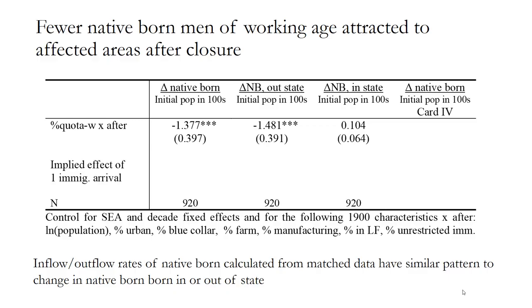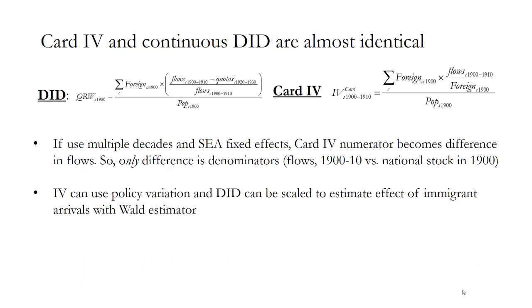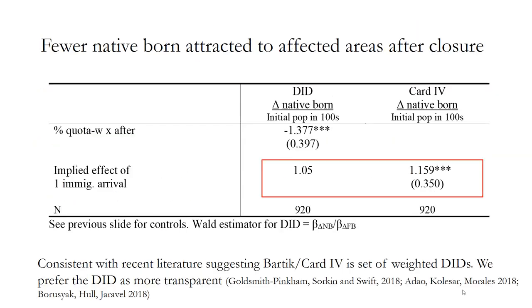The benefit of the card IV is that it directly does this translation for you, where what you're estimating is the effect of foreign arrivals on native arrivals. And so you don't have to go ahead and do a Wald estimator and divide by a first stage. But what you're losing out on is that typically you're not focusing there on policy variation. And so there's a way of marrying these two. And the answer that you get, this is just a few slides showing the relationship, is almost exactly the same.